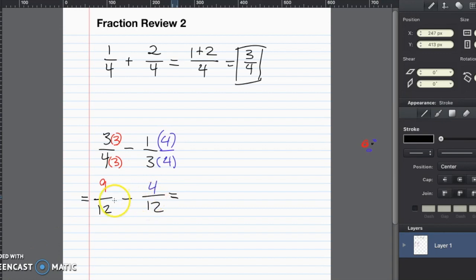Now I can go ahead and combine these. It's a subtraction operation, so I'm going to have 9 minus 4 over my common denominator, which is 12. This is going to be equal to 5 over 12. Okay. And there are plenty of other videos on getting into more depth with this, but for us at this level, I think this is sufficient.